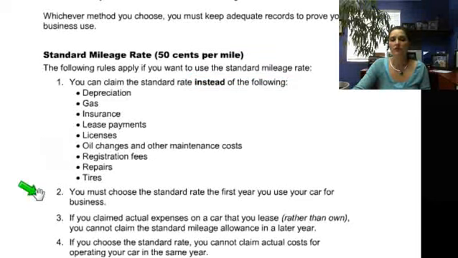Now, you have to choose the standard mileage rate the first year you use your car for business. If you choose to claim actual expenses, such as those listed here, in the first year you use your car for business, you could not generally turn around and then start claiming the standard mileage rate after that. So if you want to use the standard mileage rate, and I do usually encourage my clients to use the standard mileage rate, you have to make that election in the first year that you acquire the car.